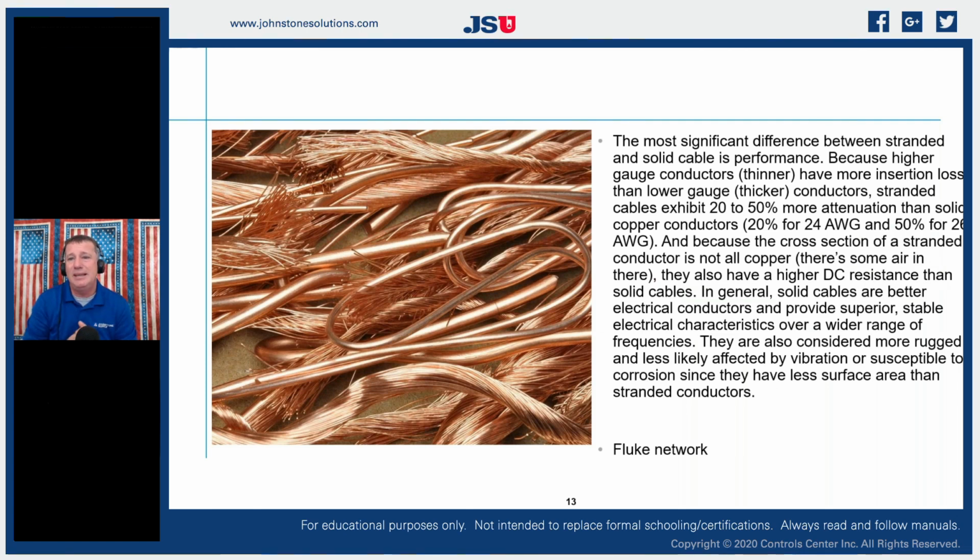So the most significant difference between stranded and solid is in its performance. Because of the higher gauge conductors, they have more insertion loss than the lower gauge ones. So the stranded exhibits 20 to 50% more attenuation than those solid conductors. Because that cross section of the stranded conductor may not always be copper, right? With the solid conductor, it's solid all the way through. But with the stranded of the same size, I may not be able to move exactly as much current through it because there are gaps between my individual wires. I may have air in between those.